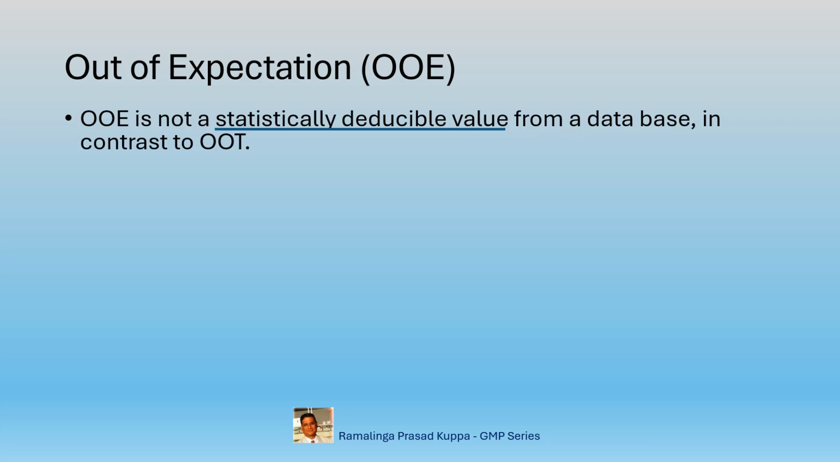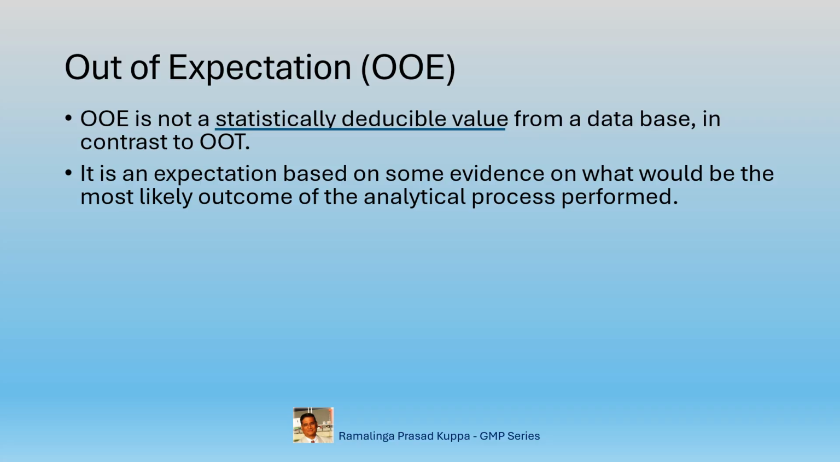As you can see from the above examples, OOT is derived from a series of data points, whereas OOE is a variation in the expected result as established by the analytical method validation. It is an expectation based on some evidence on what would be the most likely outcome of the analytical process performed.